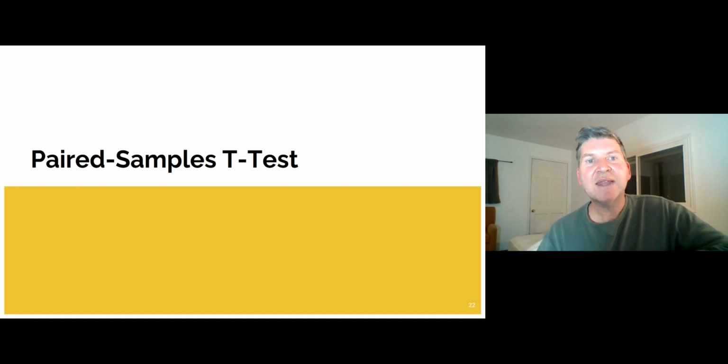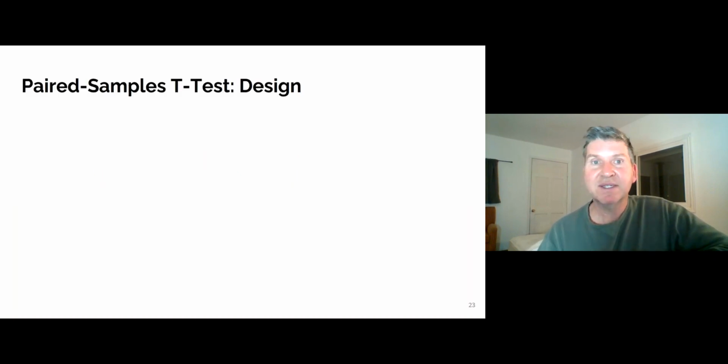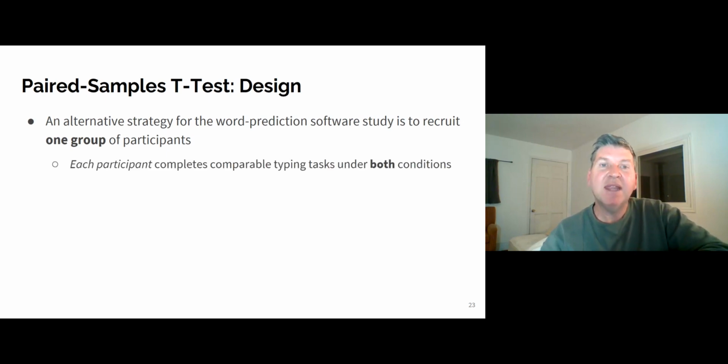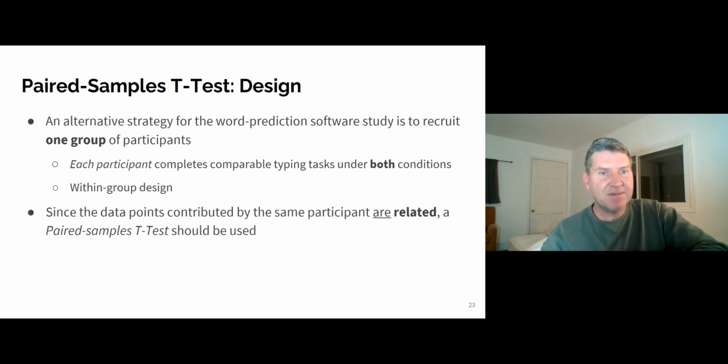Let's take a look at a paired samples t-test. This is an alternative strategy to the same kind of test, the word prediction software study. So we recruit one group of participants, and each participant is going to complete typing tasks under both conditions. So this is a within group design. And since the data points contributed by the same participant are related, a paired samples t-test should be used.